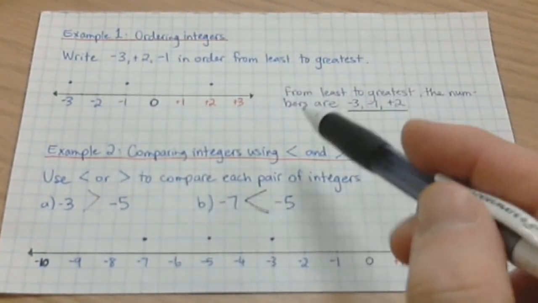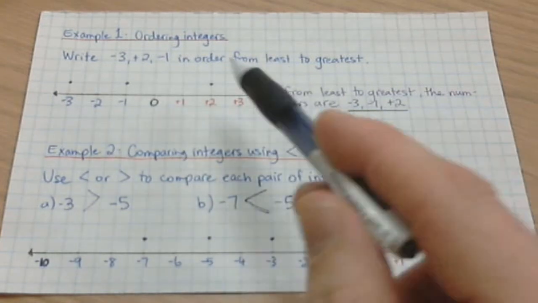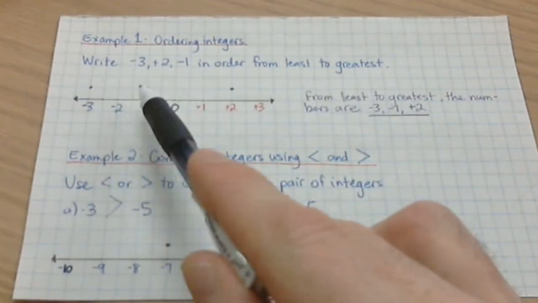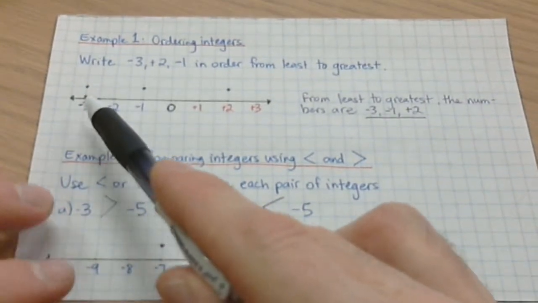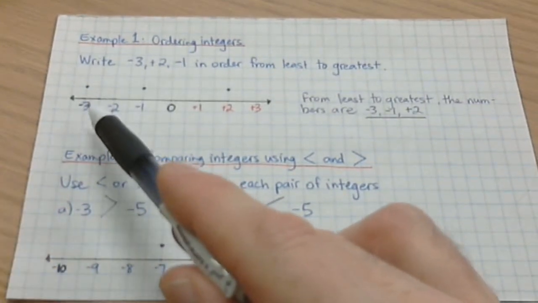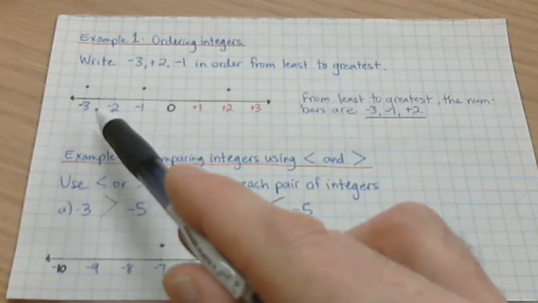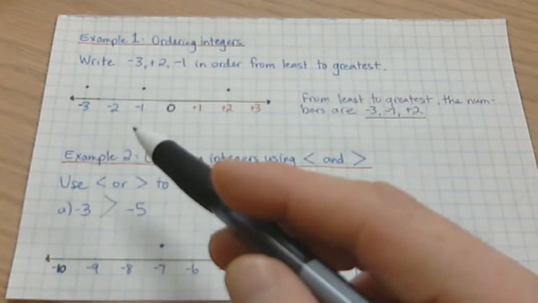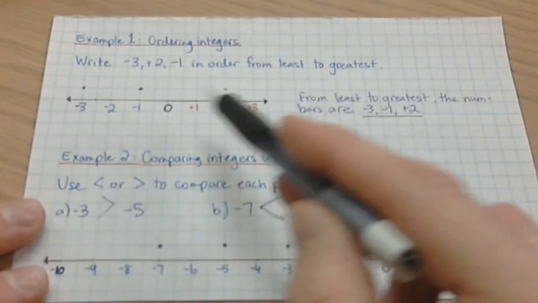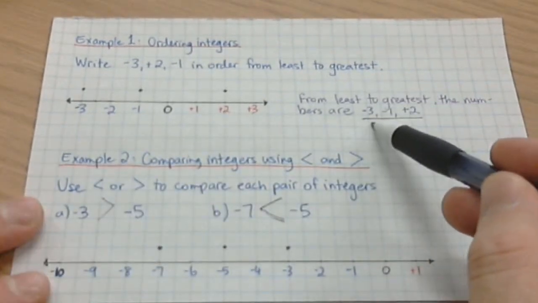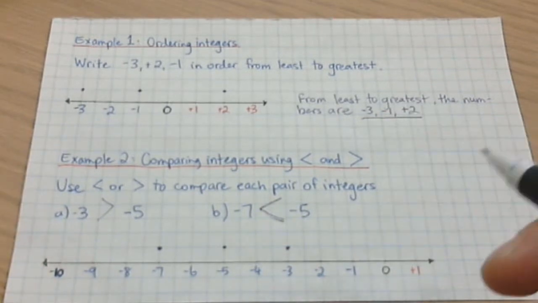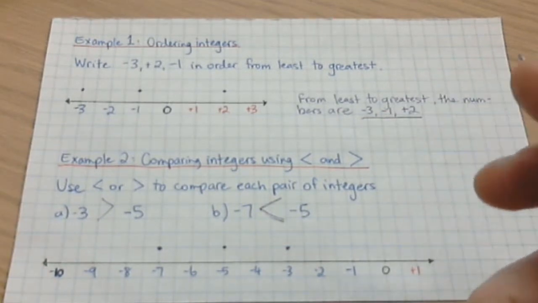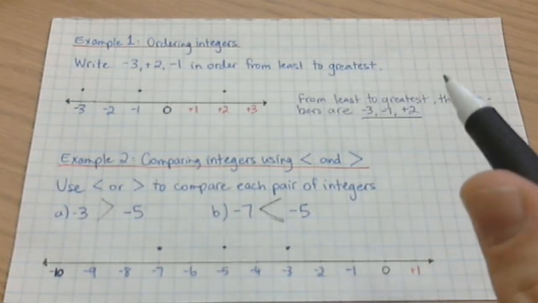The reason this helps me is that if I want to write it in order from least to greatest, I can look from left to right, because the further left I am on my number line, the smaller the number is, or the lesser the value. So I can say that in order from least to greatest, it goes -3, and then -1, and then +2. That's a pretty basic introduction to ordering integers.